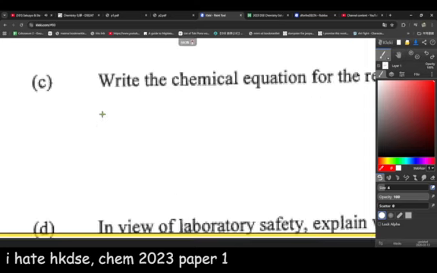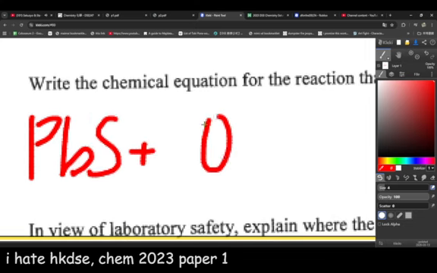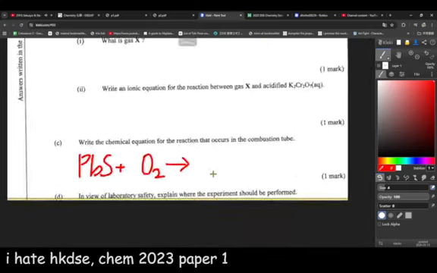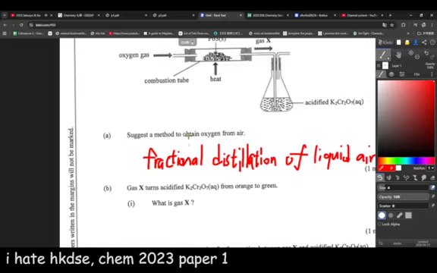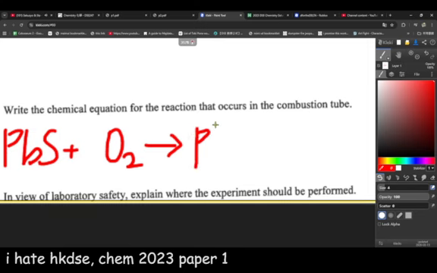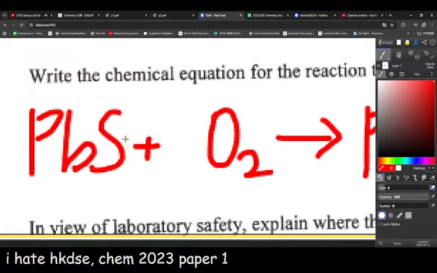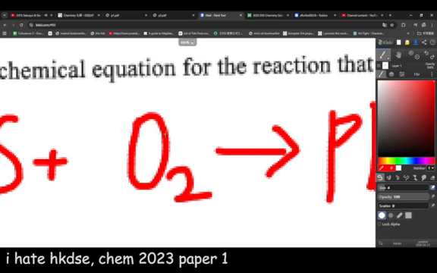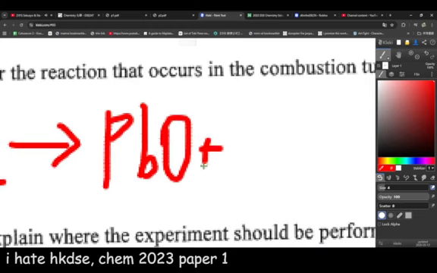This is why you read ahead, because here you can write the equation first, so that you don't have to think about what gas X is. You can deduce it from here. It says it gives lead oxide and gas X. PbO. Remember, because S is group 6, it is 2 minus. So Pb must be 2 plus if you don't remember that. And PbO, that's the thing we're going for, and gas X.